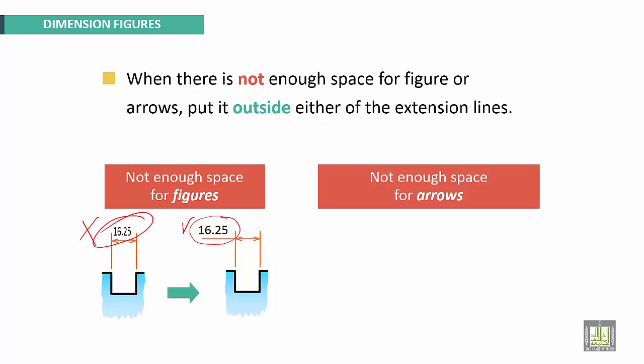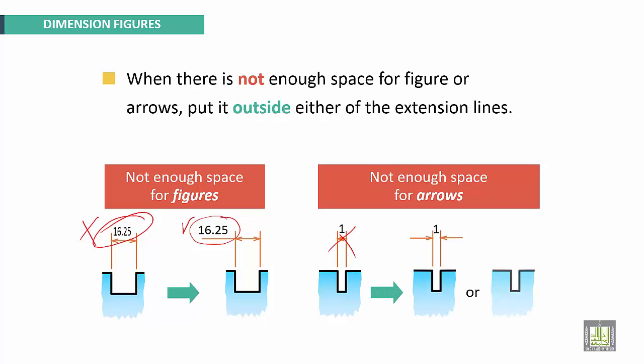Not enough space for arrows, like this shape, for example. This is not good. Then we have to put arrows and number outside. If it is enough for number, okay. Okay.